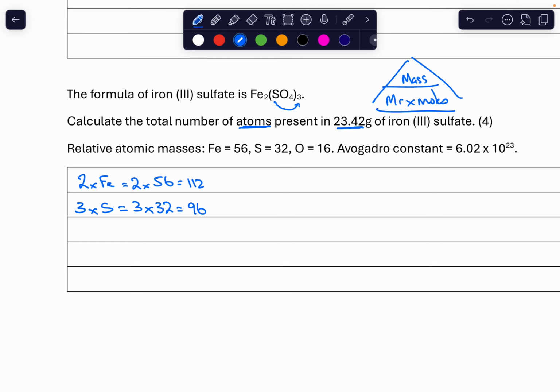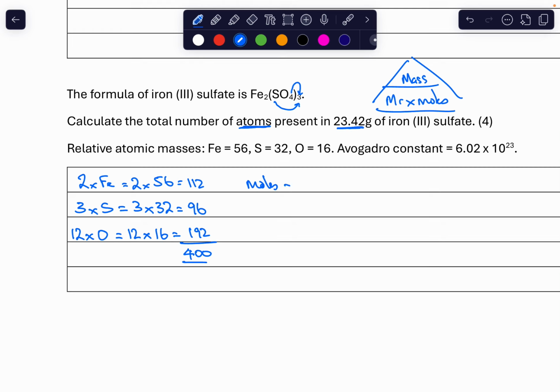And then here, again, be careful for oxygen because there's 4, but I've got to times it by 3. So that's going to be 4 times 3 is 12 times oxygen. Oxygen's mass is 16, so I've got 12 times 16, which is 192. And then what I do is add all those up, so 192 plus 96 plus 112, and that's giving me an answer of 400. So now let's do the moles.